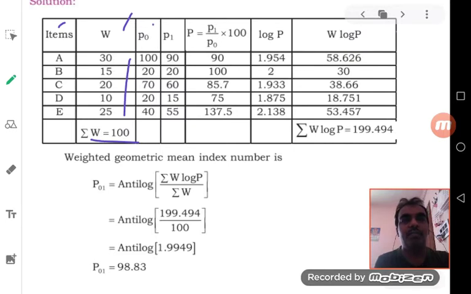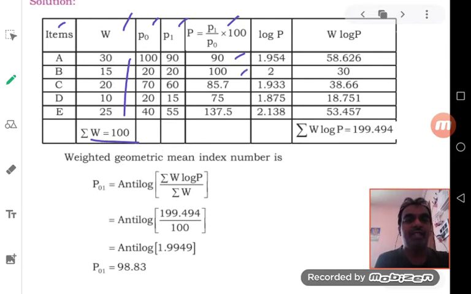Next two columns, base year price and current year price. Again, the question gives base year price and current year price. Next, add one column for P, that is price relative. Calculate price relative by P1 by P0 into 100. So for item A, 90 divided by 100 into 100, you should get 90. Then for B, 20 by 20 into 100, again you will get 100.